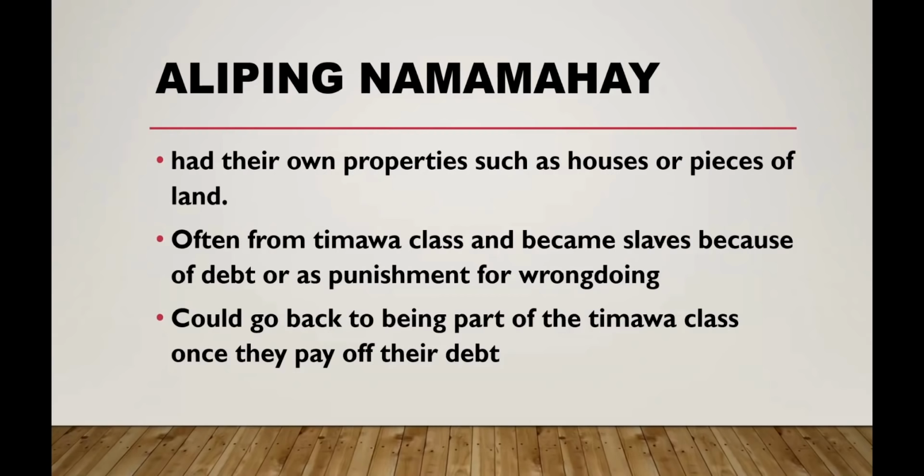Now, the aliping namamahay had their own properties such as houses or pieces of land, often came from the Timawa class, and became slaves because of debt or punishment for wrongdoing. They could go back to being part of the Timawa class once they pay off their debt.